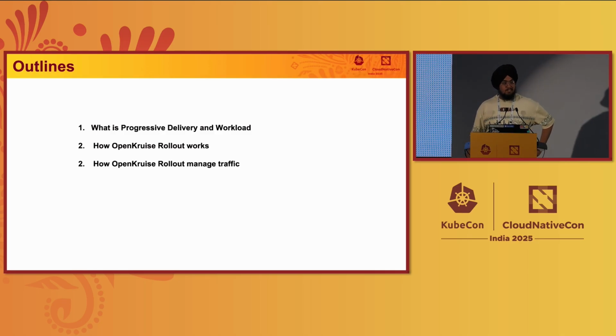OpenKruise is an extended component suite for Kubernetes, with a main focus on application automation such as deployment, ops, and security. Most features provided by OpenKruise are built on top of CRD extensions, so they could work with your pure cluster without any other dependency. So what are we going to learn? What is progressive delivery, what are workloads, how rollout works, and how OpenKruise Rollout manages the traffic.